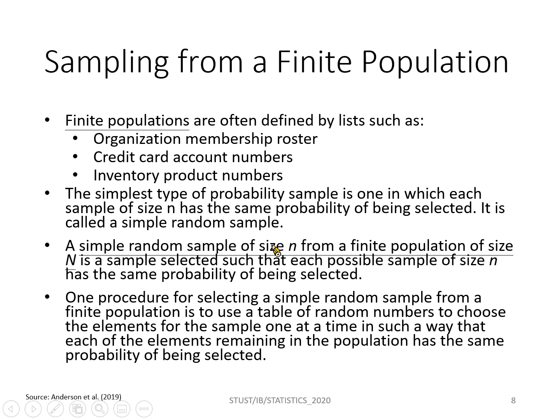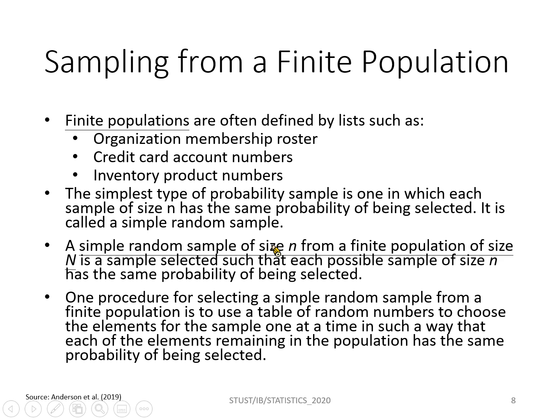And the simplest type of probability sample is one in which each sample of size n has the same probability of being selected. So it's called a simple random sample. So, a simple random sample of size n from a finite population of size N is a sample selected such that each possible sample of size n has the same probability of being selected.